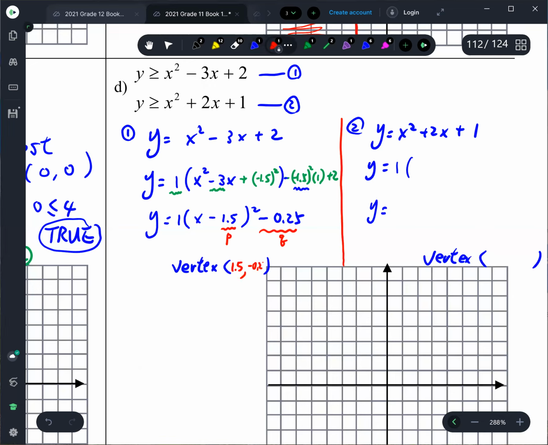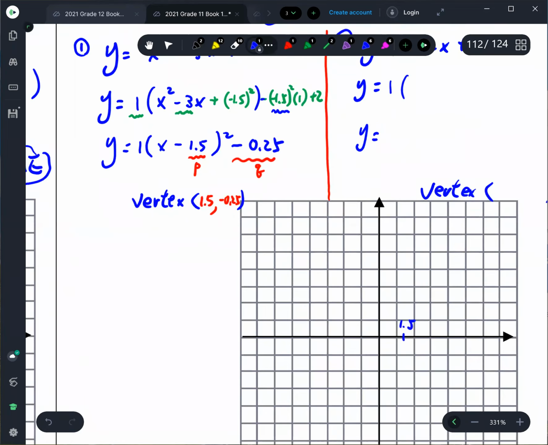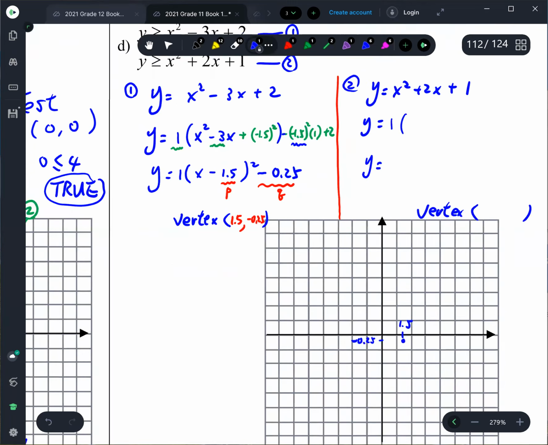Negative 0.25. But my question is, how do you draw 0.25 on a graph? Wouldn't that just be too hard to draw? 0.25 is like a quarter, right? Yeah, so 1.5 will be here. This is 1.5. Negative 0.25, so approximately here. A quarter, okay? So yeah, that's the point.